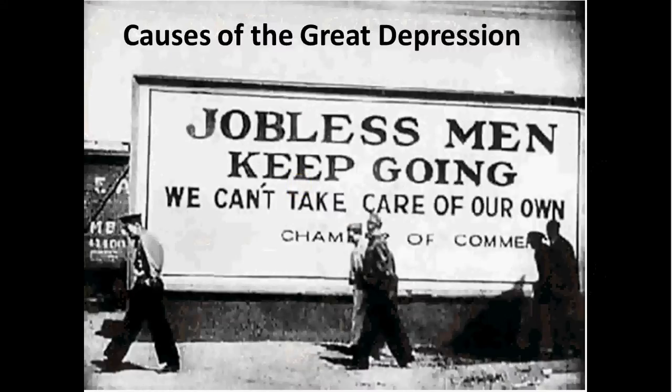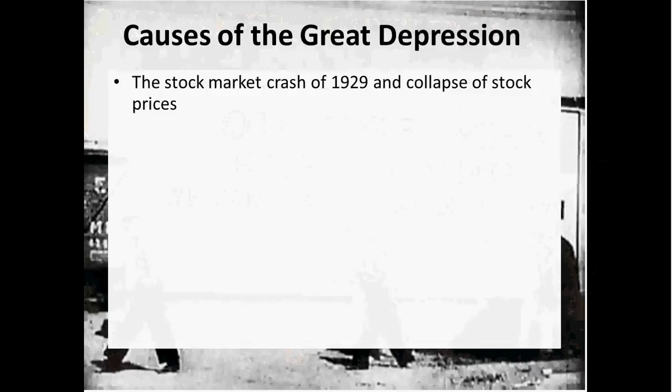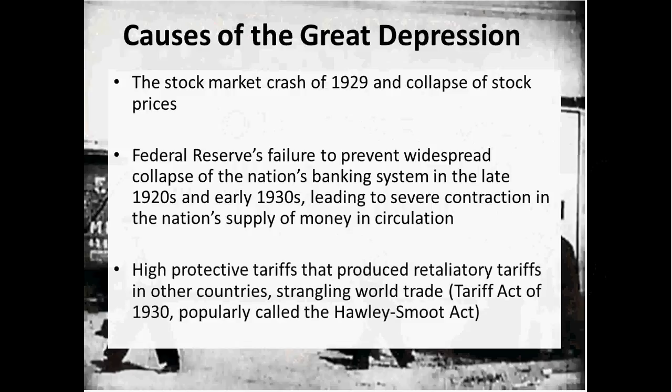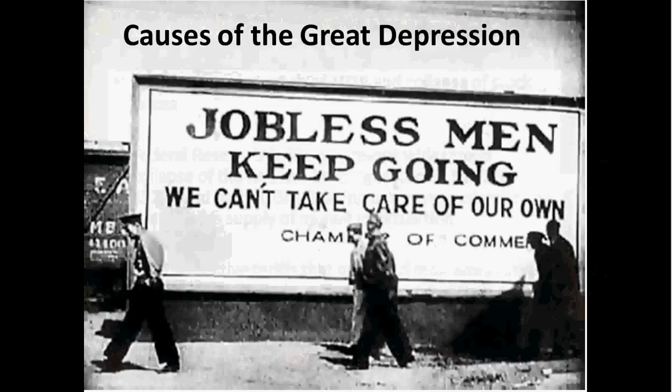Anyway, the cause is jobless men keep going. Can't take care of our... That's sad. The stock market crashed in 1929, collapse of stock prices, and the Federal Reserve did not print enough money to give to the banks, so there wasn't enough money. And then the high protective tariffs, the Hawley-Smoot Act, made other countries not want to trade with us. It was very sad. Really depressing.